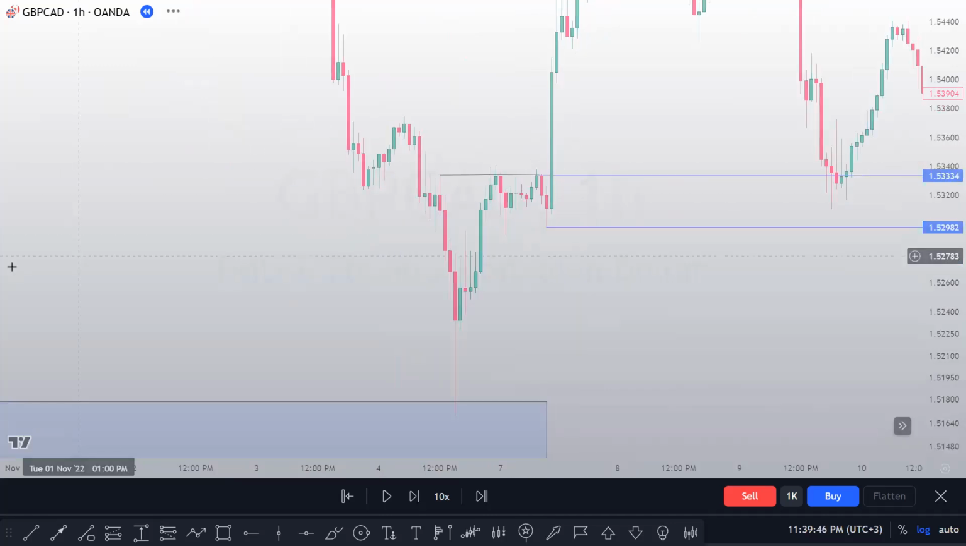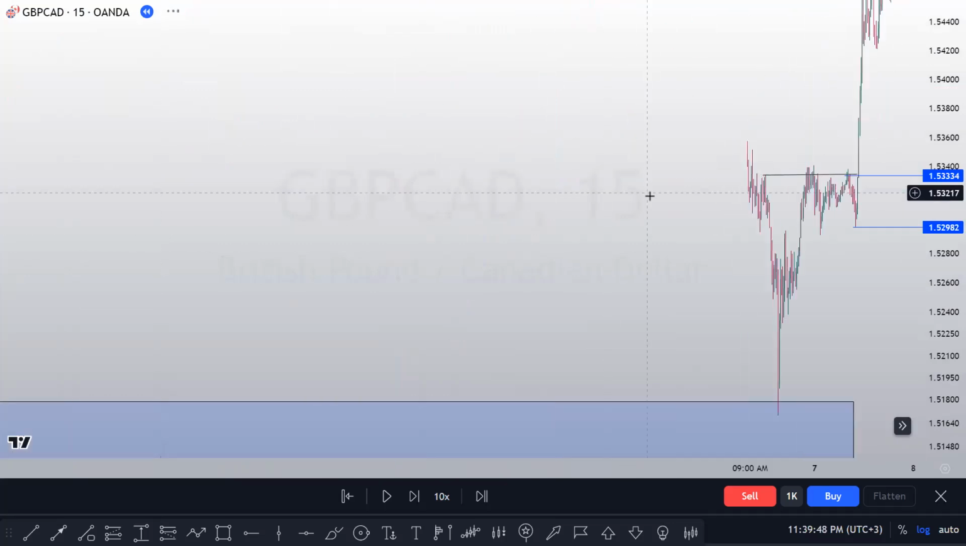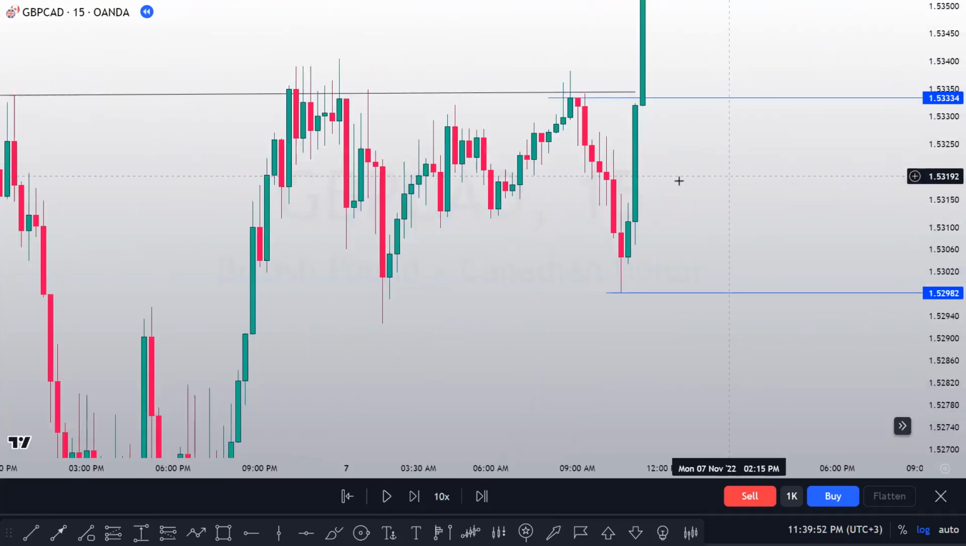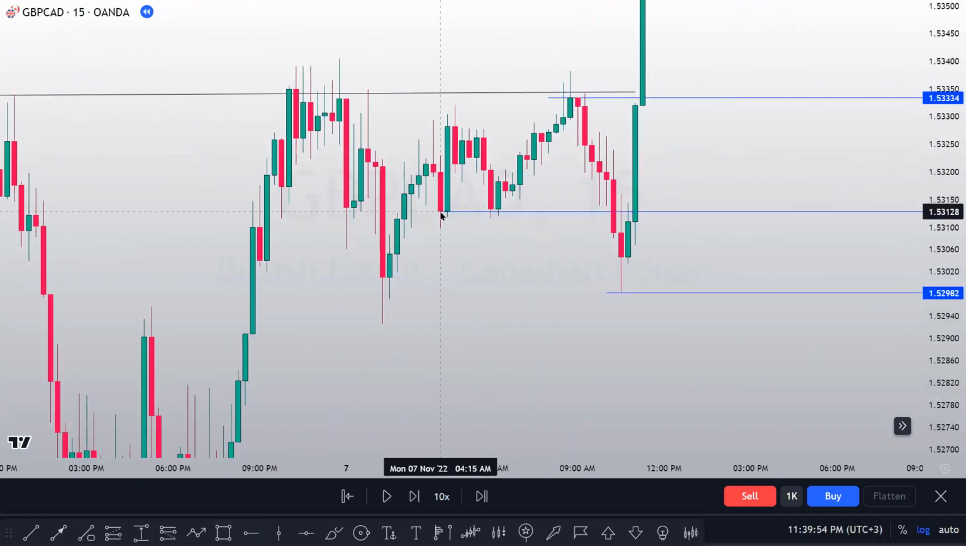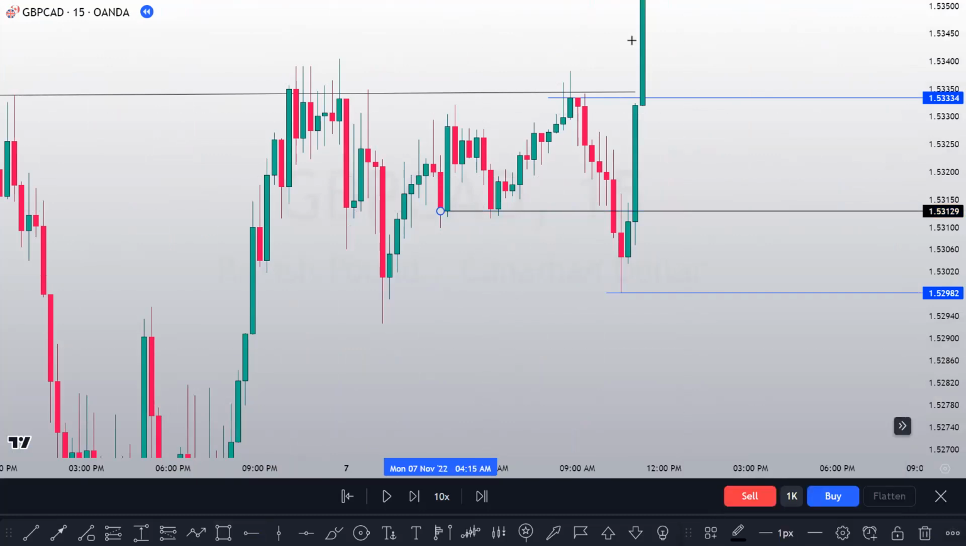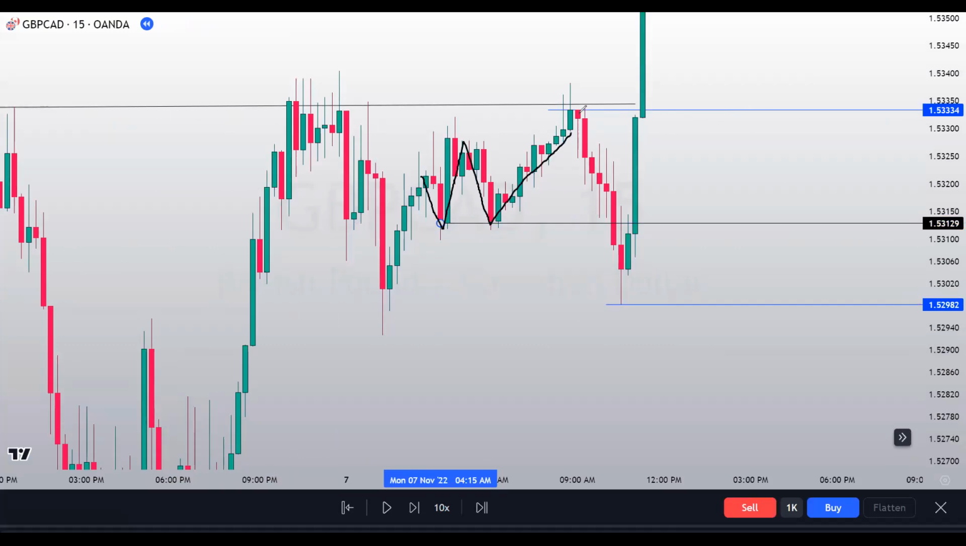When I come to the 15 minutes time frame and try to find my liquidity engineering, this was my liquidity engineering, and this was also my liquidity inducement, because as you can see how the market was reacting. The market came, reacted for the first time, reacted for the second time. This is the best area of liquidity engineering to trade, because it gives us a lot of confidence and a lot of confluences.